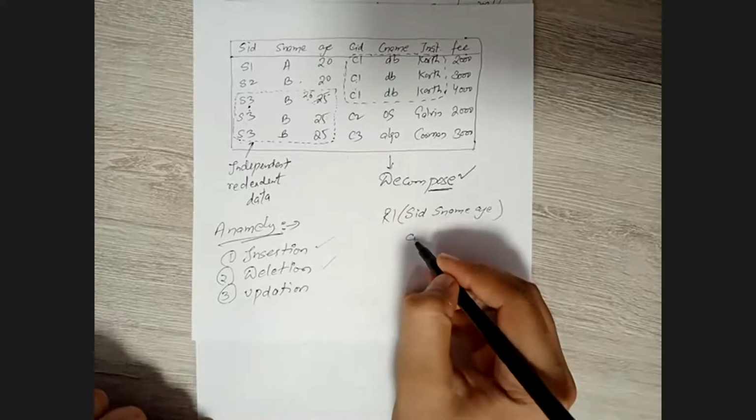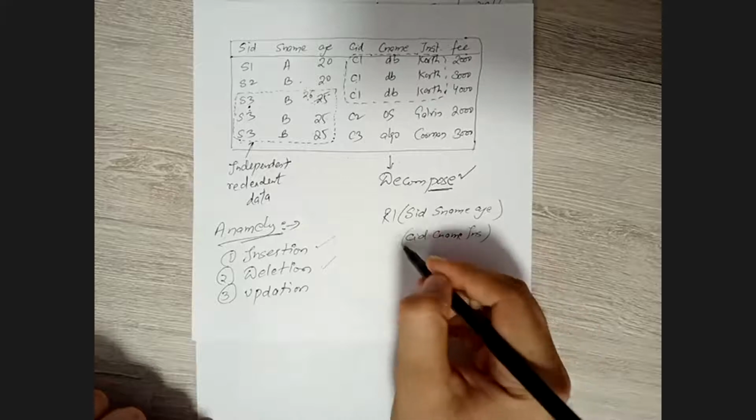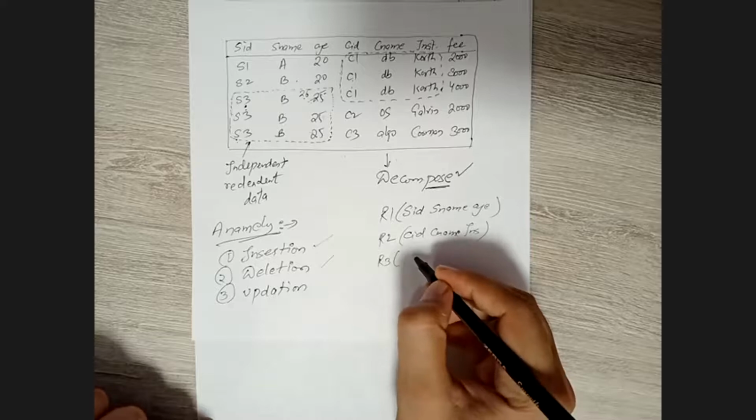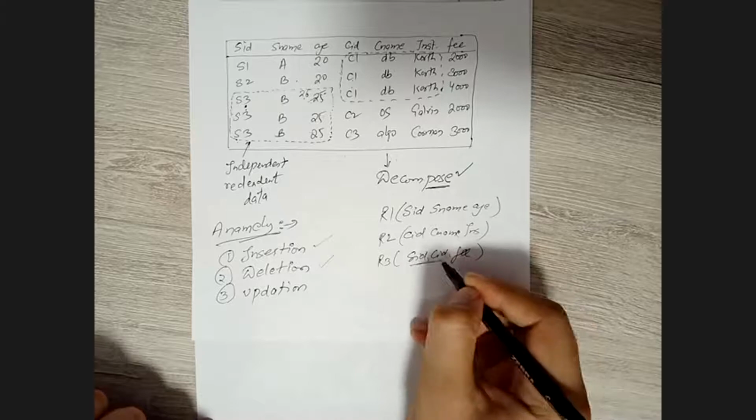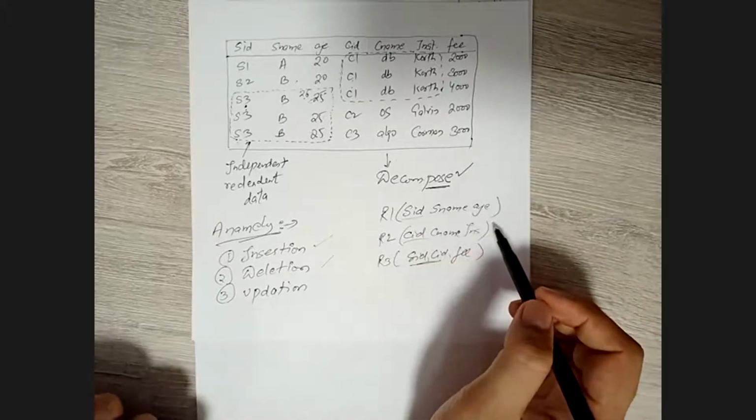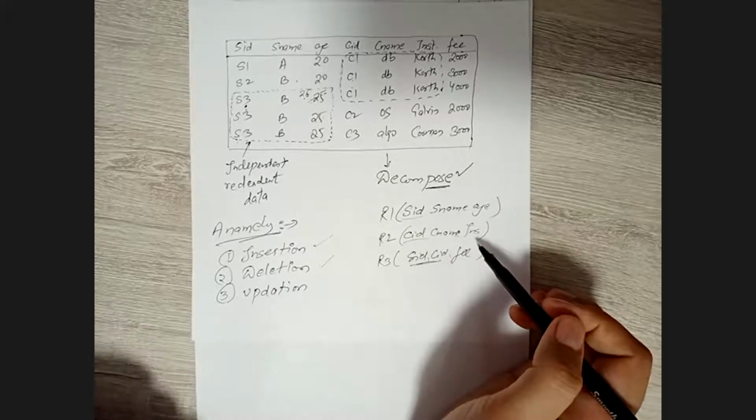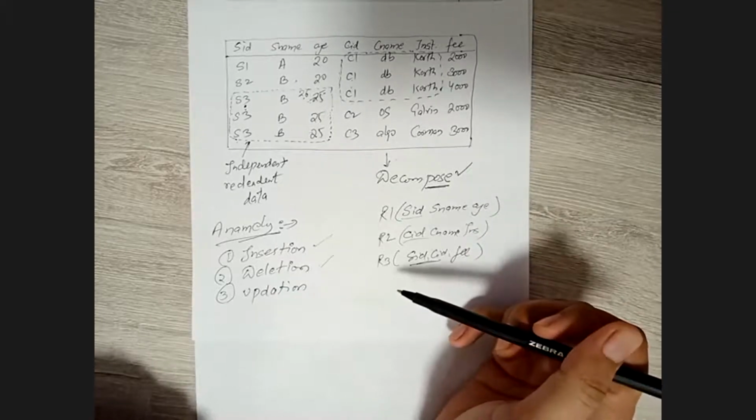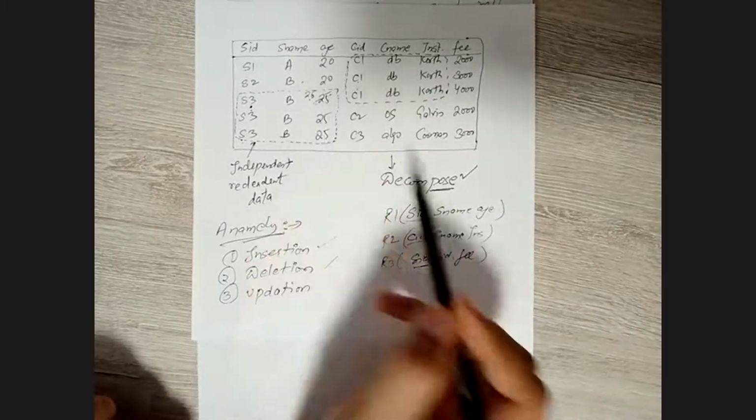Then I can take CID, CName, and for example, instructor as another table R2, and I can say that R3 is another table in which I have taken SID, CID, and then fee, and these are foreign keys and these are primary keys. In this way, this is one of the methods, not the only method, that we can follow as a part of normalization, so that our database will be free from anomalies, right?